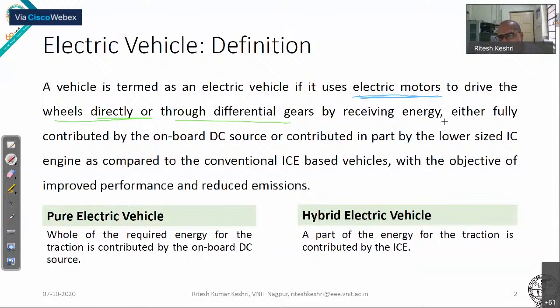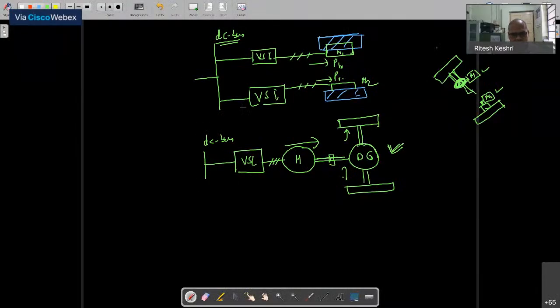Now, by receiving energy, you can see that it is either fully contributed by the onboard DC source, or contributed in part by the lower side IC engine. What is the meaning? There are two possibilities. Here you have the onboard DC source, which, for the time being, you consider to be a battery. Here I am putting a ground representation, though for the onboard system you will not see grounding; a common neutral point can be there. Similarly, here the DC bus is formed by series connection of the battery. So this is one possibility.